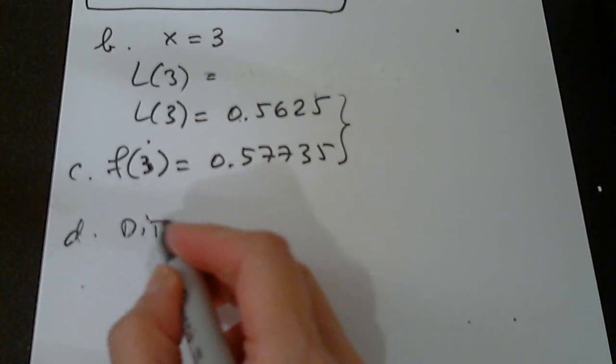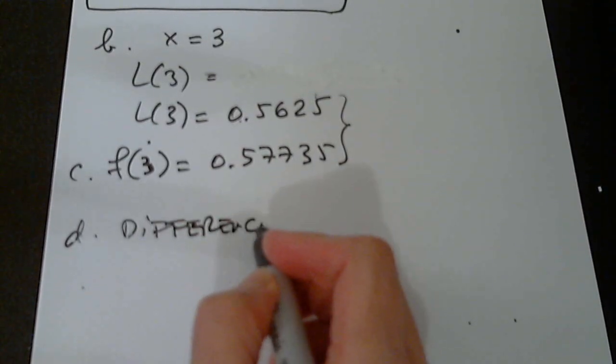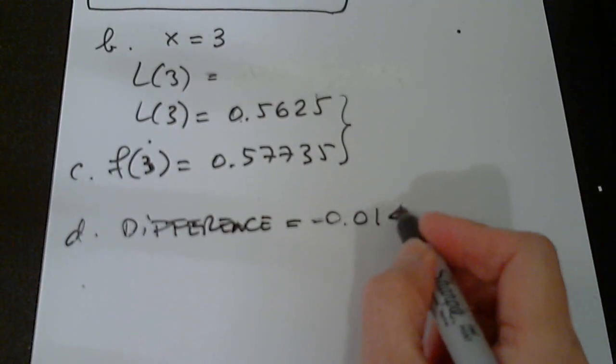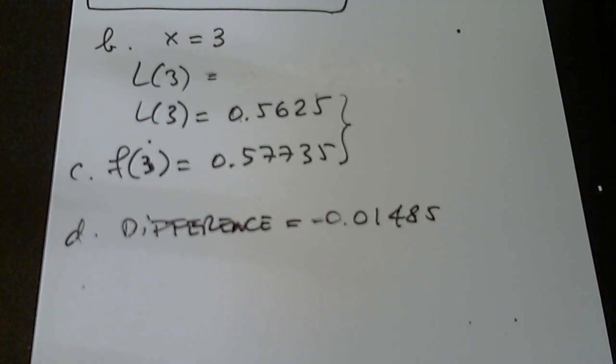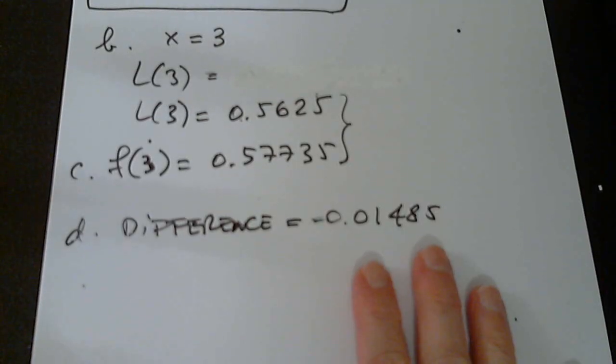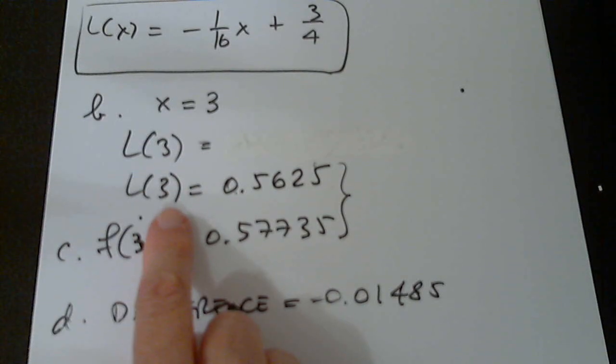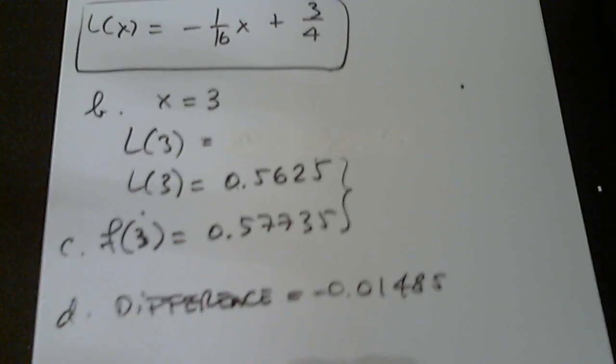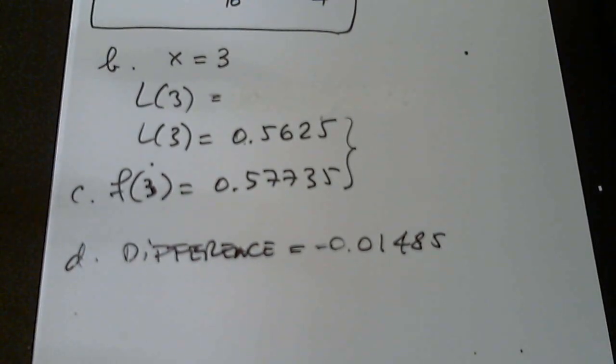The difference is a negative 0.01485. If you can live with this error, then you can use the linearization to evaluate the original function at 3. If you cannot live with this error, and you say, no, no, no, it's huge, then you have to evaluate the function. I think the error is acceptable. Good. Are we okay now with linearization?